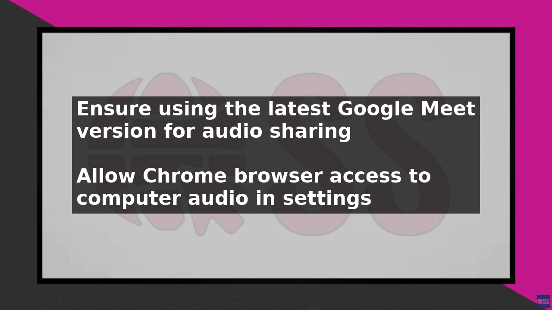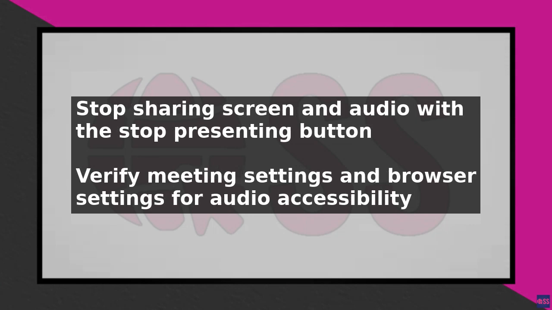To ensure that the Share Audio option is available, make sure you are using the latest version of Google Meet and that the meeting settings allow for audio sharing. Additionally, if you are using a Chrome browser, ensure that the browser has access to your computer audio. You can do this by going to the Chrome settings, then Privacy and Security, then Site Settings, and finally selecting the audio option to allow Chrome to access your computer audio.